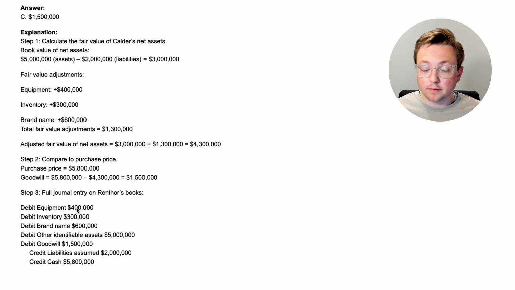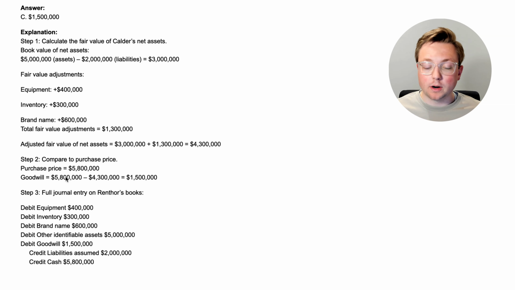They debit equipment for $400,000 to bring it up to what it should be. They debit inventory for $300,000, same to bring it up to what it should be. They debit the brand name for $600,000 to put it on the books. They debit other identifiable assets at $5 million, and they debit goodwill at $1,500,000. And the goodwill is again almost like that plug.